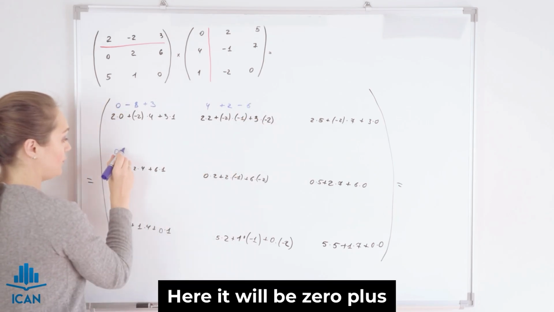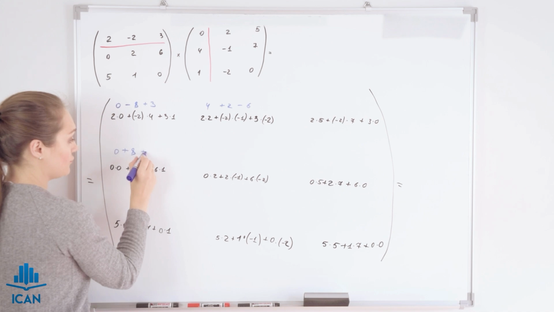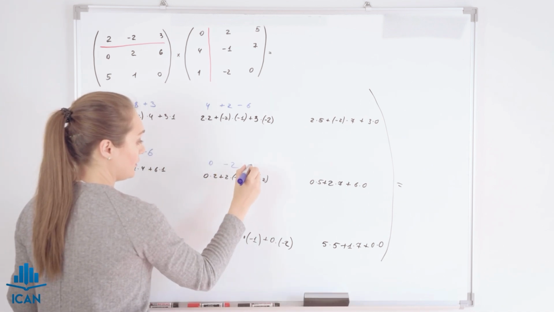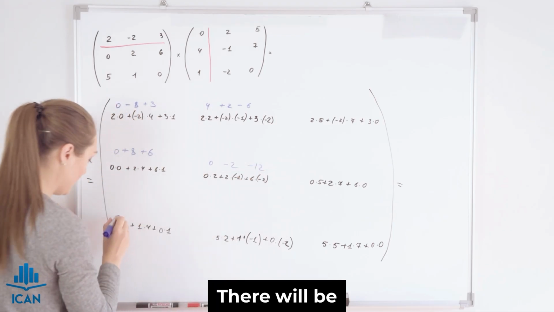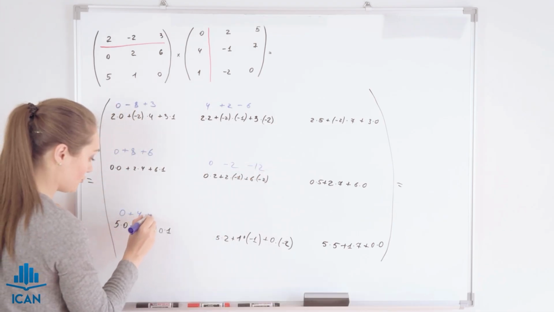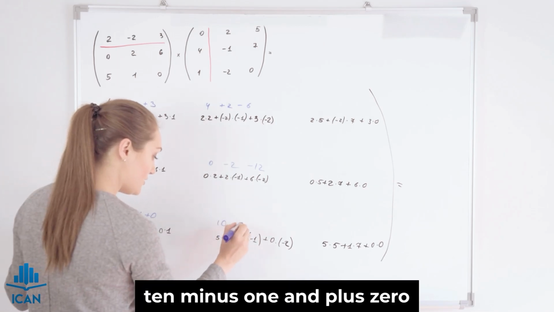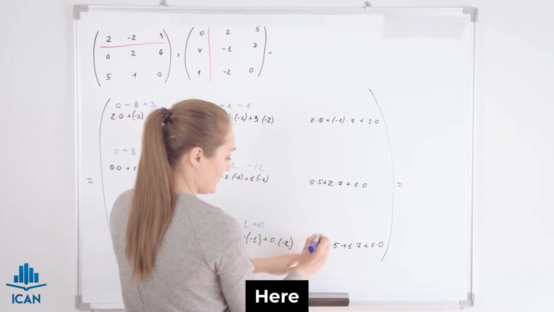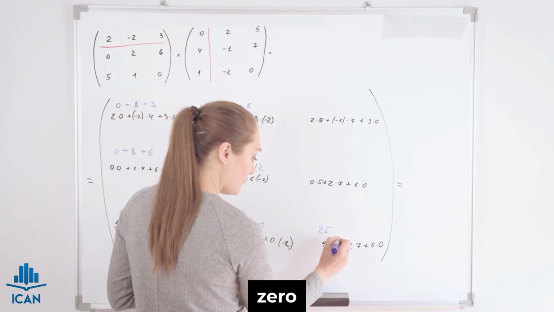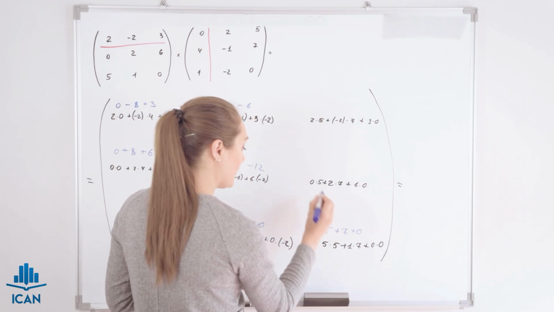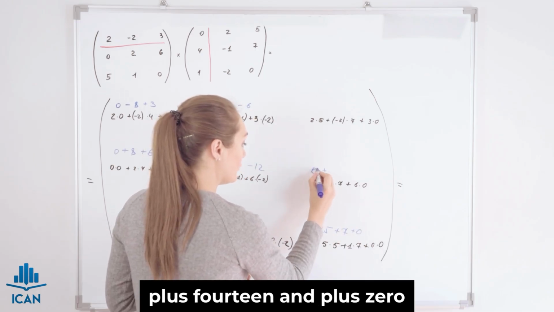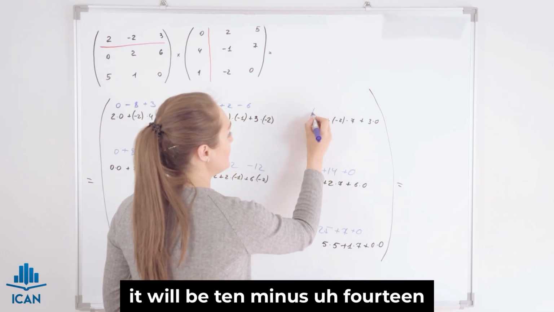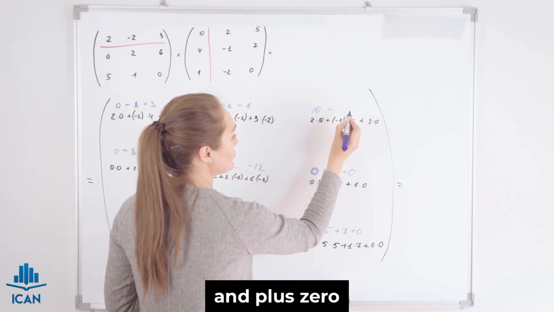Here it will be 0 plus 8 and plus 6. Here it will be 0 minus 2 minus 12. There will be 0 plus 4 plus 0. Here it will be 10 minus 1 and plus 0. Here it will be 25 plus 7 and plus 0. There will be 0 plus 14 and plus 0. Here it will be 10 minus 14 and plus 0.